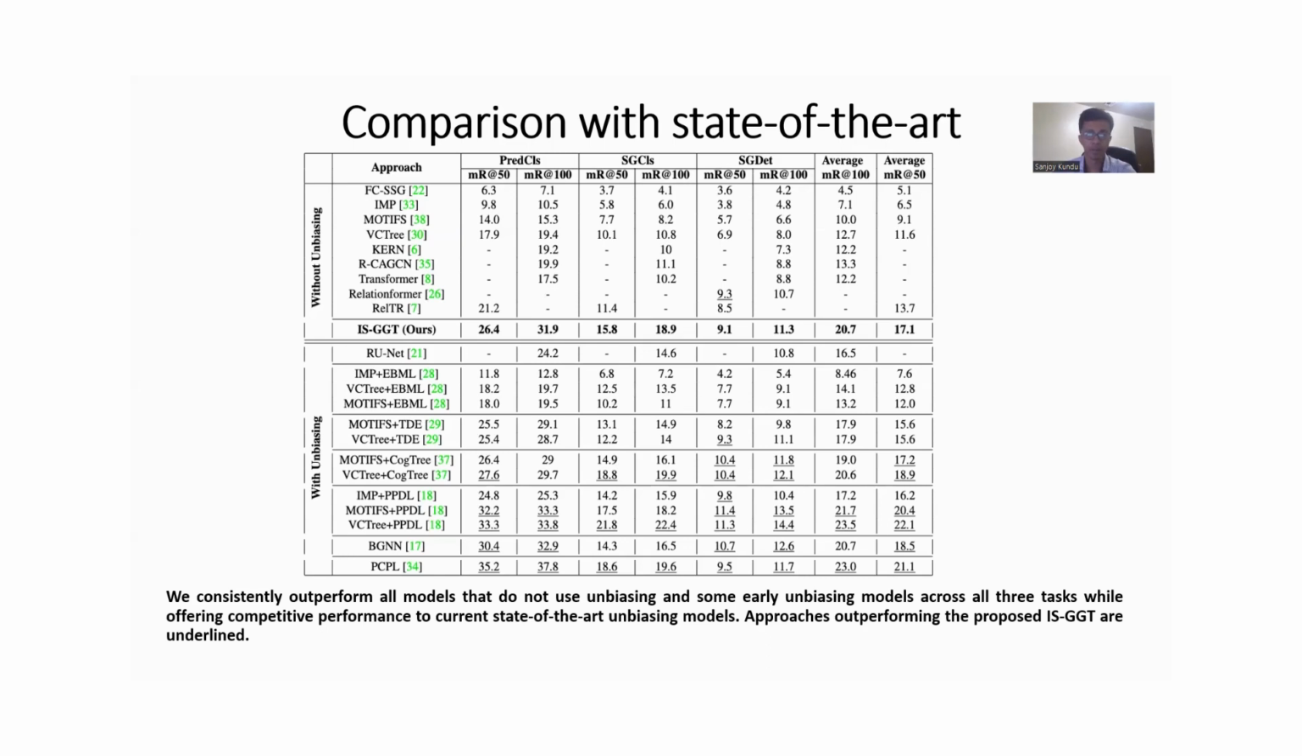Here, we compare our model with the state of the art. Note that we do not use any unbiasing techniques to tackle the long tail distribution of the Visual Genome predicate labels. As you can see, our approach IS-GGT outperforms all models that do not use unbiasing. We also outperform some early unbiasing models across all three tasks. We achieve competitive performance to current state-of-the-art unbiasing models. The approaches that outperform our approach are underlined in the table.